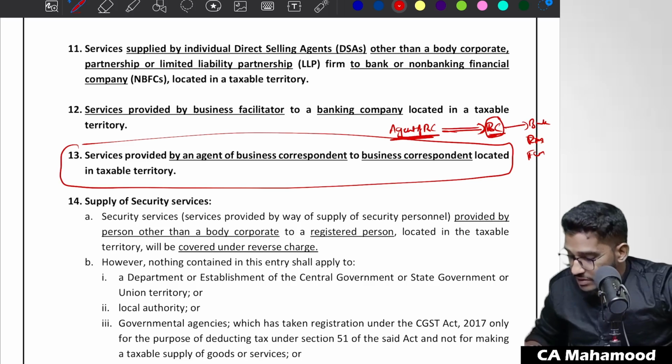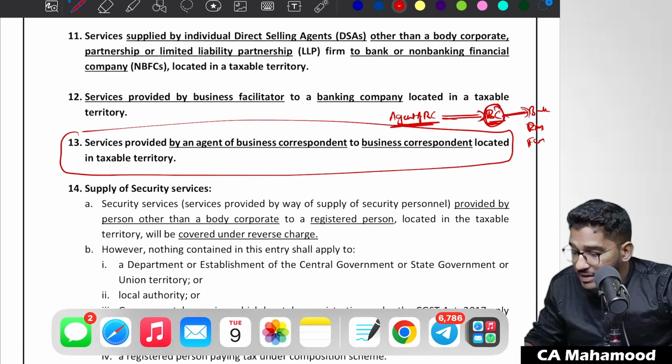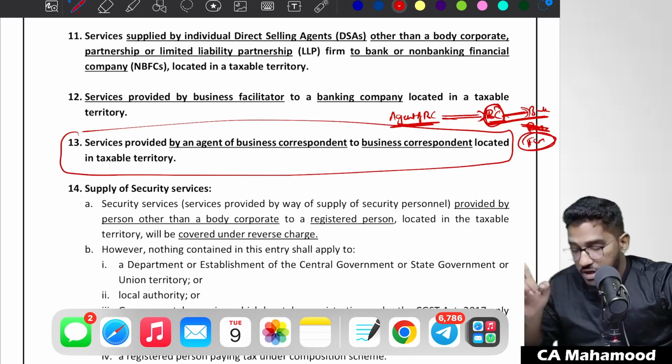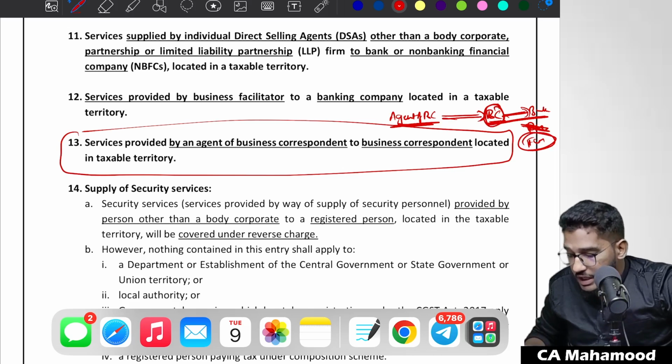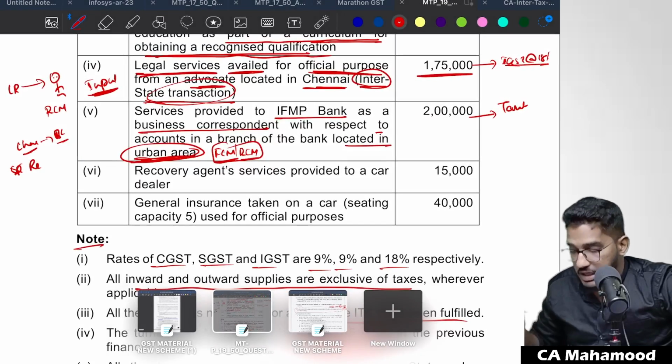But in the given question, who is providing services? In the given question, business correspondent is providing the services to the bank directly. This will not get covered under reverse charge mechanism. This will get covered under forward charge mechanism only. Nandan Lal providing the services, he is required to pay the GST to the government.